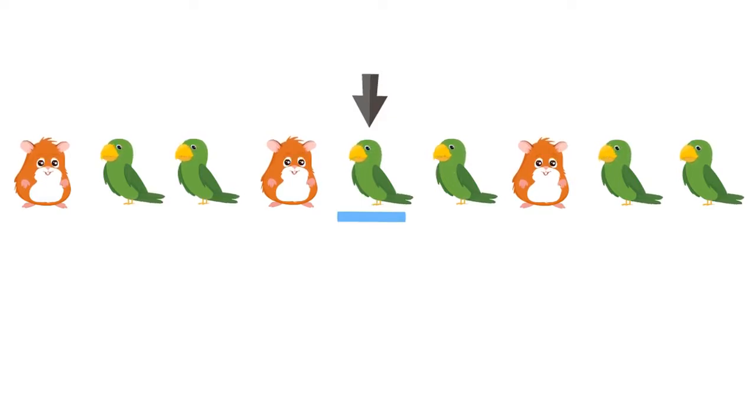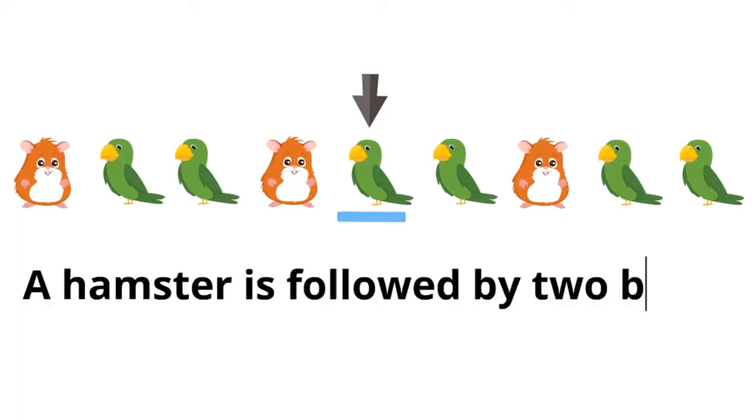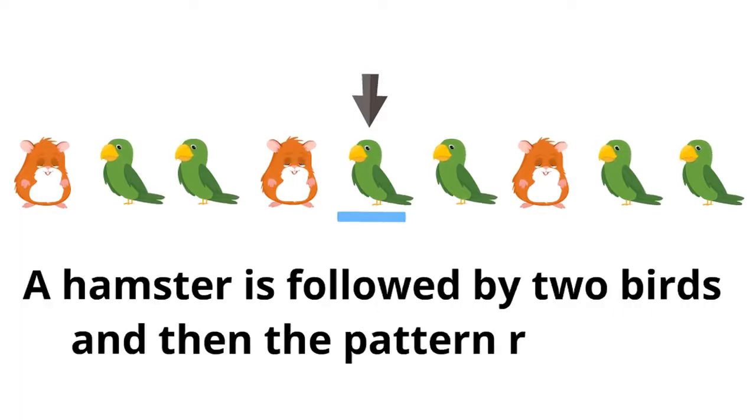Now, how do we know that a bird goes here? Well, to crack the code and figure out the pattern, we have to look at the clues. We see a hamster first, followed by 2 birds. Then another hamster and 2 birds, and it goes on and on. The rule for this pattern, then, is that a hamster is followed by 2 birds, and then the pattern repeats.